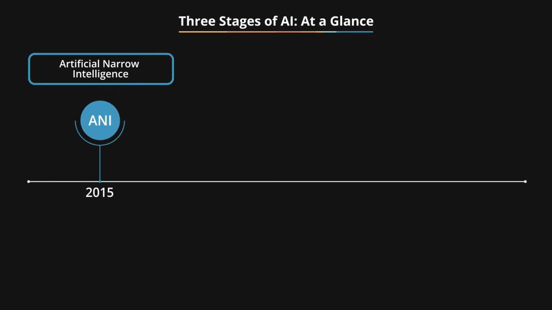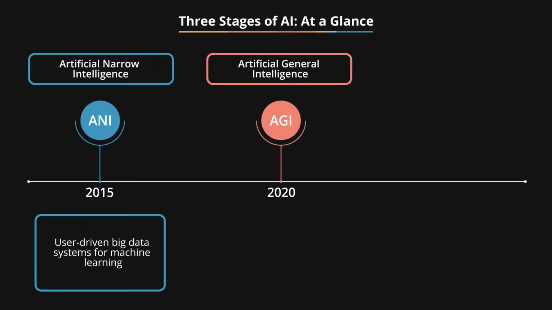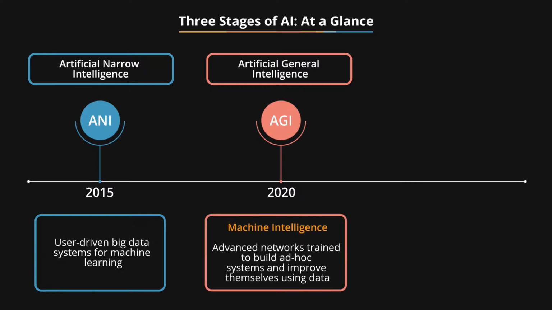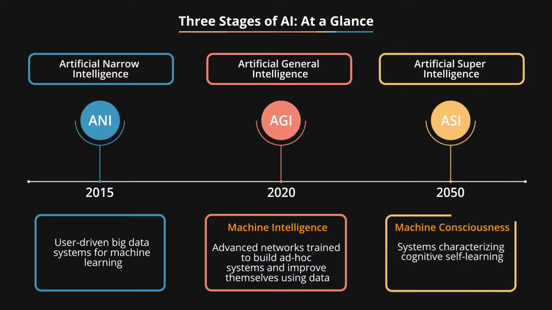Artificial narrow intelligence, or ANI, comprises user-driven big data systems for machine learning. Artificial general intelligence, or AGI, comprises advanced networks that are trained to build ad hoc systems and improve themselves using data. And artificial superintelligence, or ASI, comprises systems that characterize cognitive self-learning.